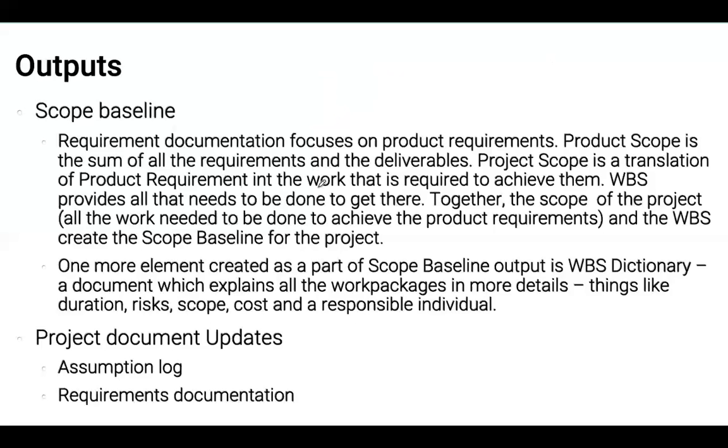So things like duration, risk, scope, cost, they would go into the work breakdown structure dictionary if those things are known. And then we're going to update assumption logs and the documentation of requirements so that the requirements are now linked into work packages, if they can be.